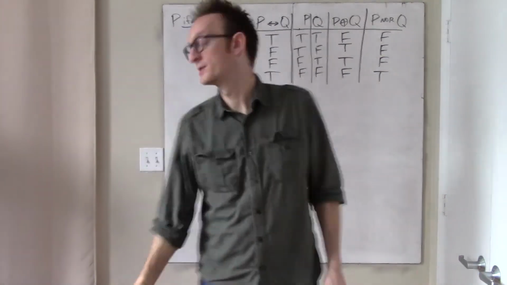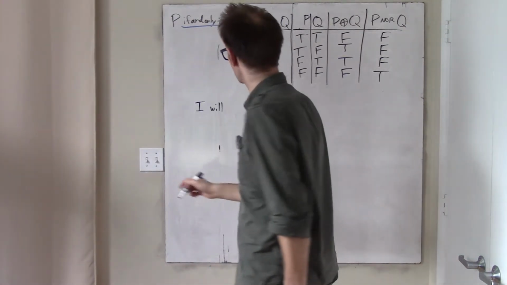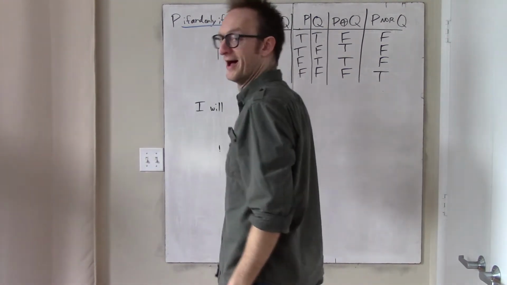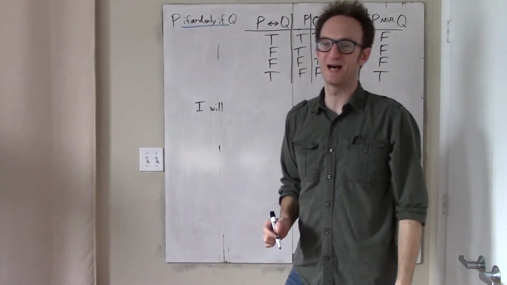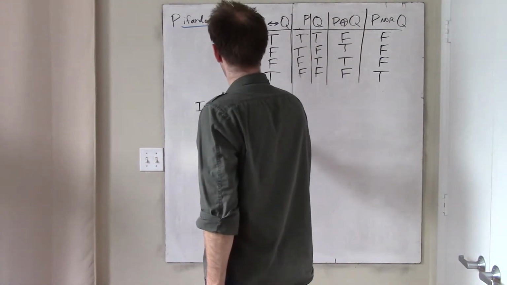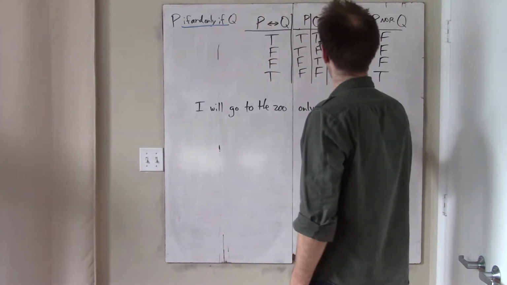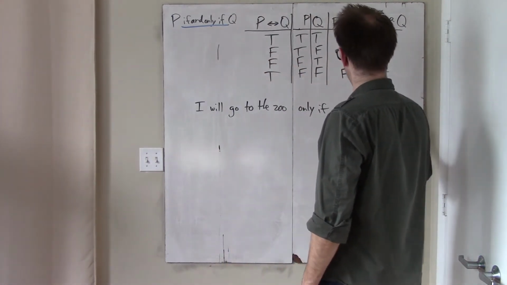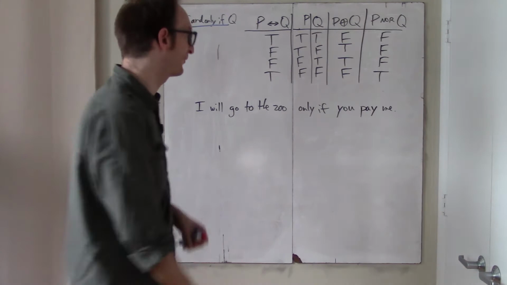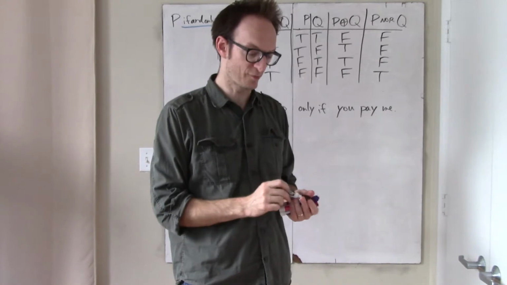I will suppose this is your sentence. You say, I will go to the zoo only if you pay me. Okay, so great. I will go to the zoo only if you pay me. This is just coming up with a completely arbitrary sentence which uses the phrase "only if."